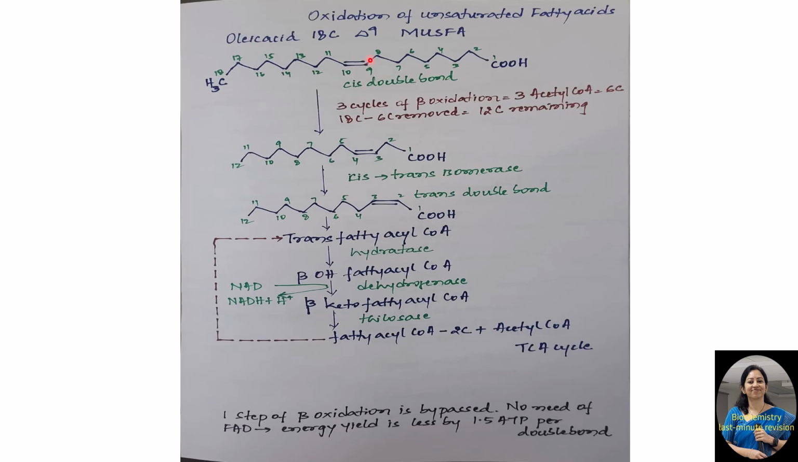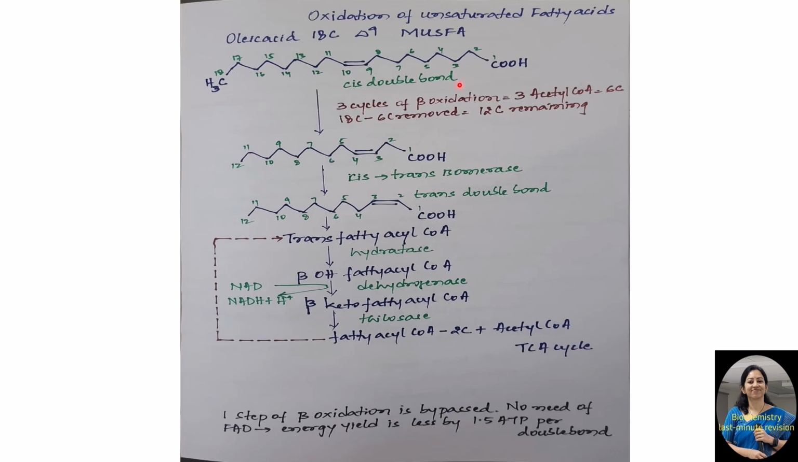Okay, now during oxidation of this monounsaturated fatty acid, first, because it is an 18 carbon compound and it has a double bond at position 9, it will undergo 3 cycles of beta oxidation. We know the end product of beta oxidation is acetyl CoA. Here 3 cycles of beta oxidation means 3 molecules of acetyl CoA are released, and each molecule of acetyl CoA has 2 carbons, so totally 6 carbons will be released here. So 18 minus 6 is 12 carbon.